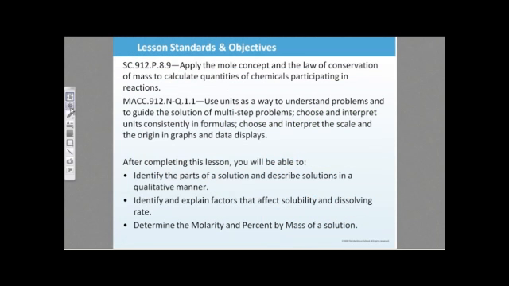First, I just want to highlight some of our objectives that we're going to go through as we're looking at this lesson. First off, we're going to identify different parts of solution and describe them in qualitative manners. Then we are going to identify and explain different factors that affect solubility and dissolving rate. So two separate things there. And then really the fifth item is we're then going to do some of the math problems where we actually determine the molarity and percent by mass for a solution.